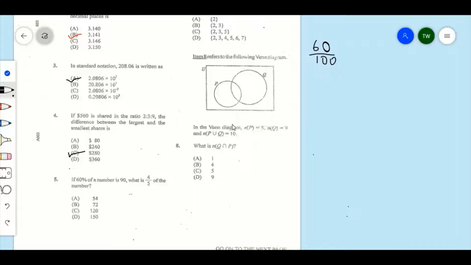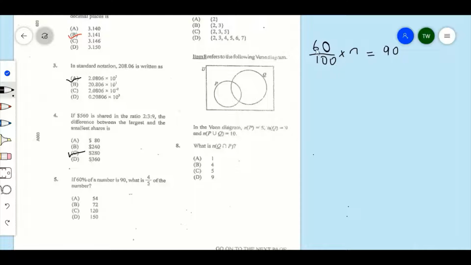Now, we know that 60% of a number is 90. We don't know what the number is. Of means times. So, 60 over 100 times some number, let's call that number n, is 90. "Is" here means equal. That's what we know from the question. So we can find what n is.